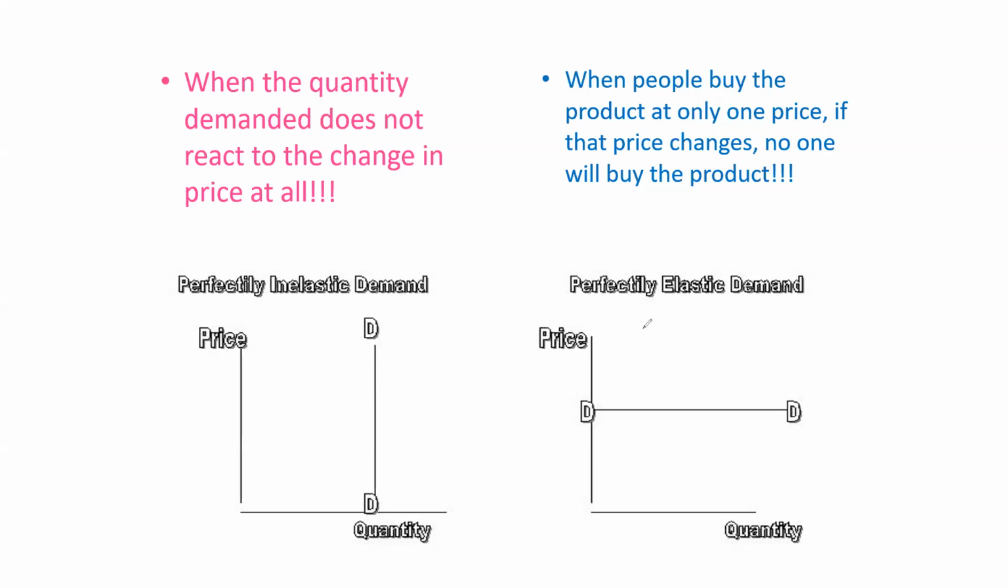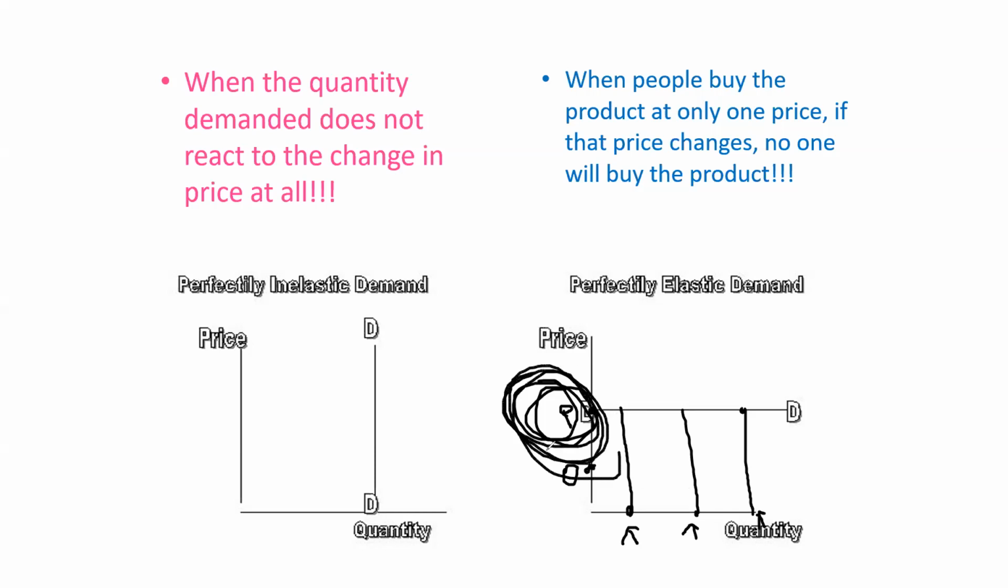Bear that in mind. As far as perfectly elastic demand is concerned, people buy the product at only and only one price. If that price changes, no one is going to buy the product. So for instance, the price is only going to be here. That's going to be the only price. So at that price, people will buy this quantity, people could buy this quantity, but only and only at this price. The moment I change the price, there is no demand at all. Okay, no quantity demanded, zero. So people will only react to one price, nothing else.